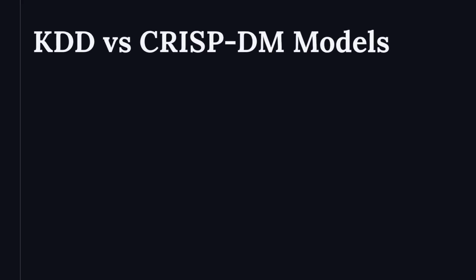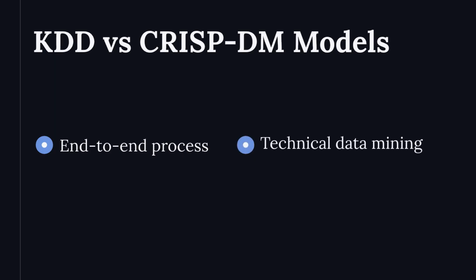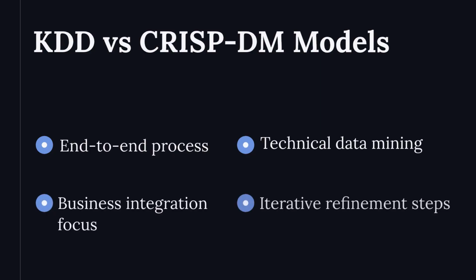KDD provides an end-to-end process for knowledge discovery. It focuses on technical data mining steps. CRISP-DM emphasizes business integration and iterative refinement. KDD is popular in academic settings. Each model has distinct applications.